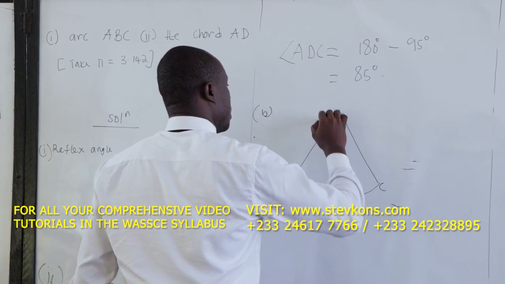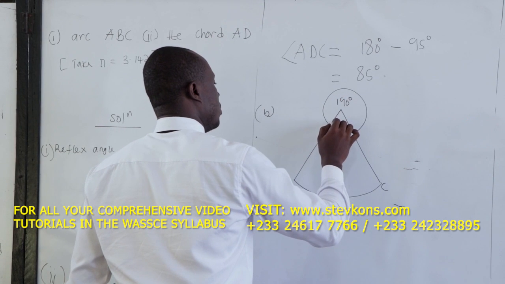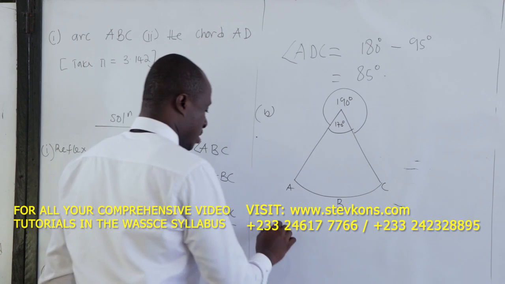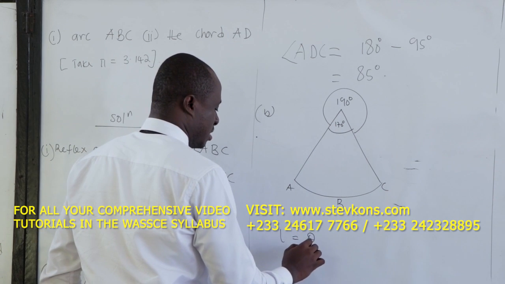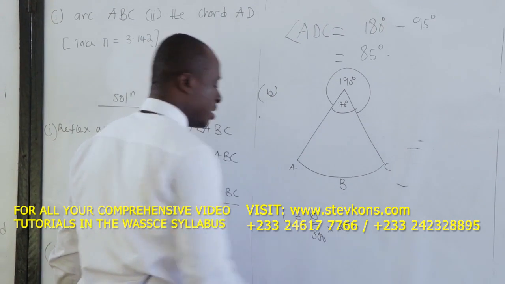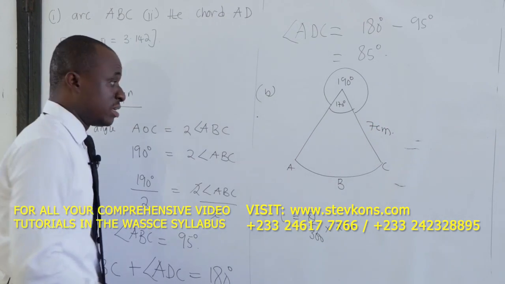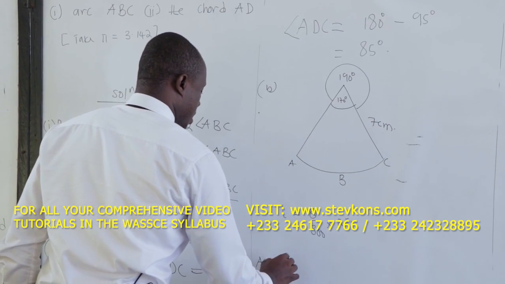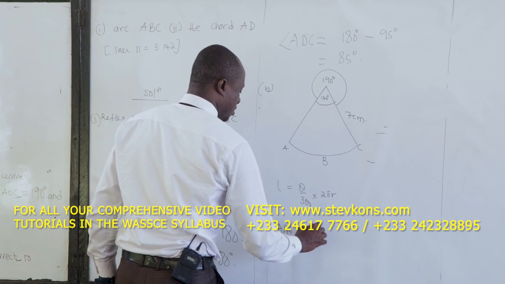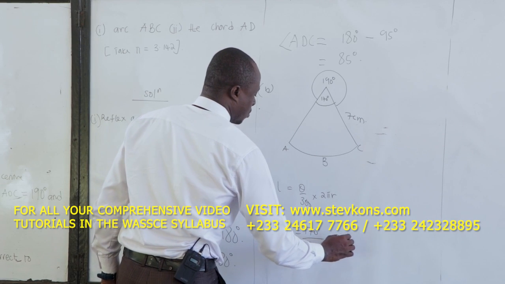Now arc ABC, and there's a reflex angle. This was 190 degrees. Clearly here will be 170 degrees. Now the arc is giving us theta over 360 times 2 pi r. In this case, our r is 7 centimeters. So arc ABC, the angle, which is 170 degrees, all over 360 degrees times 2 pi.